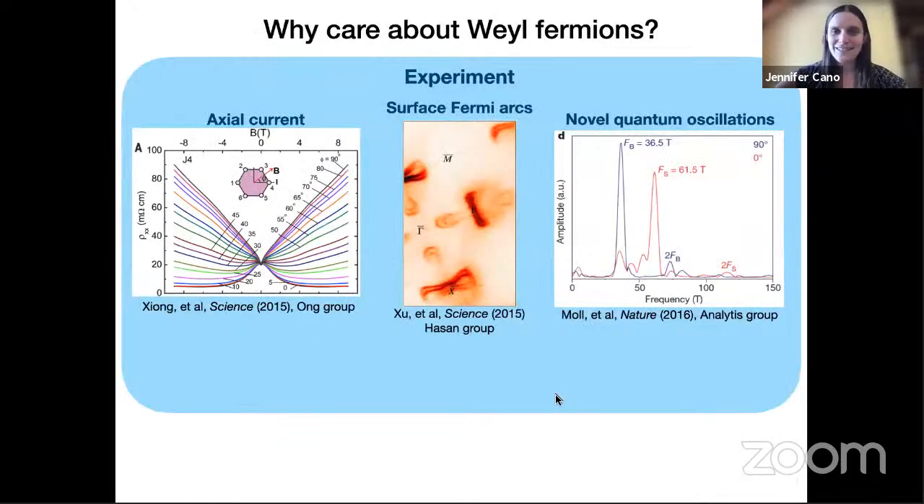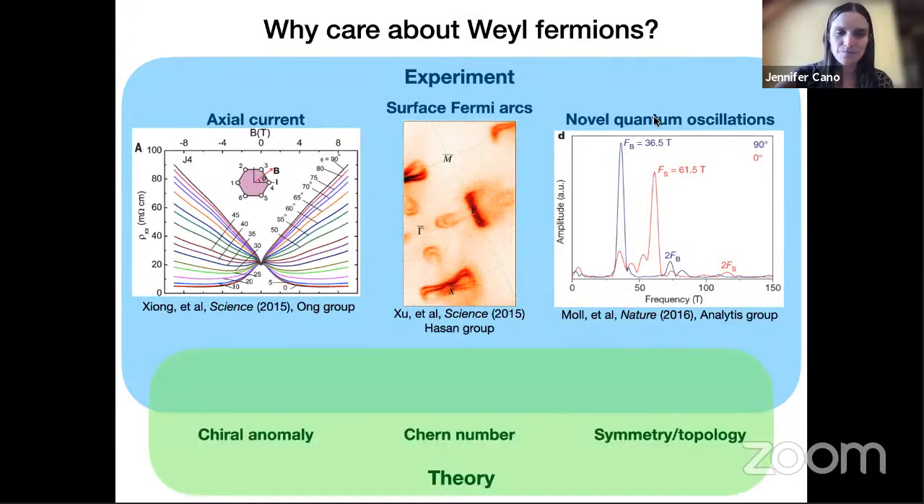So just to summarize, why would we care about Weyl fermions? I've shown you some interesting experimental observations and one that I didn't talk about, which is quantum oscillations between the Fermi surfaces, not just in the bulk, but also connects to these surface Fermi arcs. And so you can get surprising types of quantum oscillations. So on the experimental side, there's some interesting phenomena that you don't see in other systems.